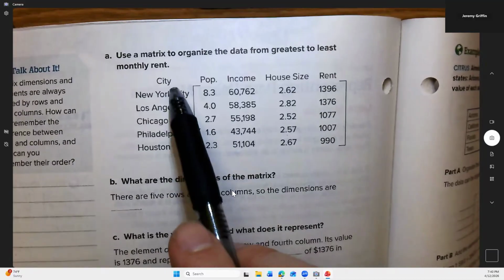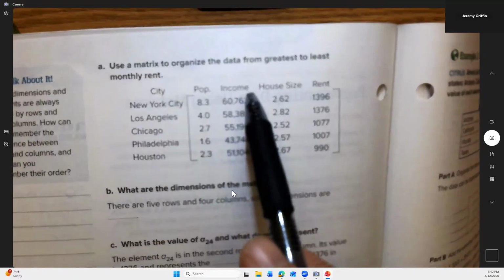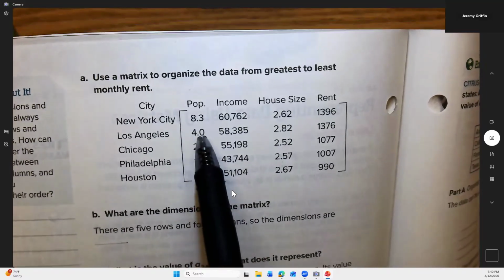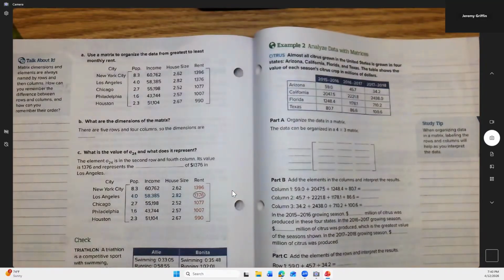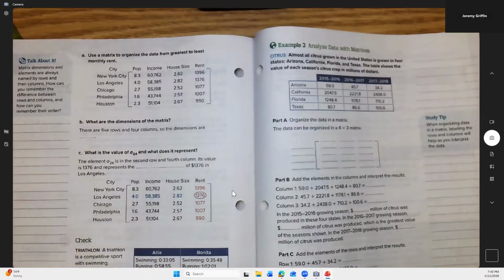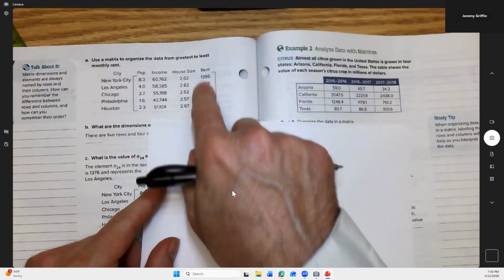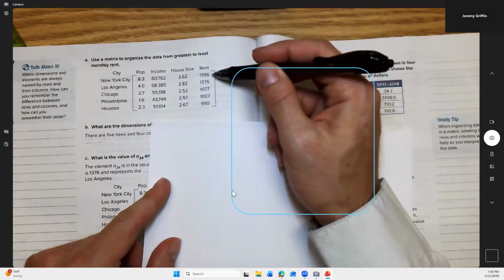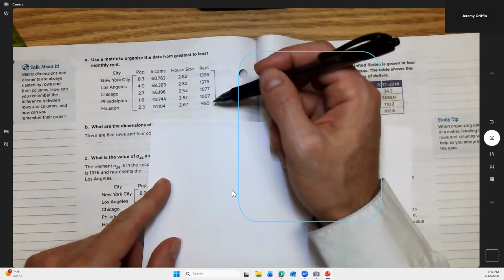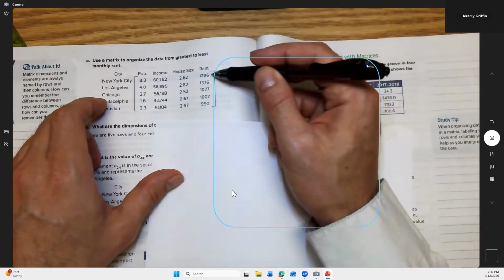We have questions A, B, and C. Question A: use the matrix to organize the data from greatest to least monthly rent. Remember, we are looking at these variables from before: population, income, house size, and rent for these different cities. I'm just going to look at this rent column and ask, who has the greatest rent here? Is that already organized from greatest to least rent?